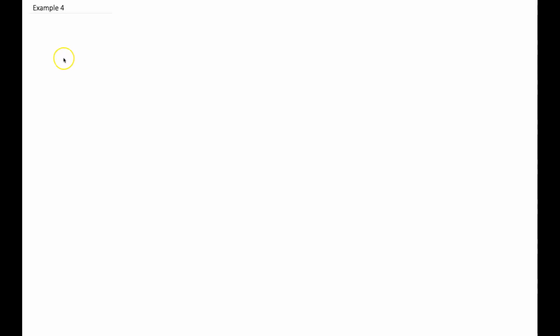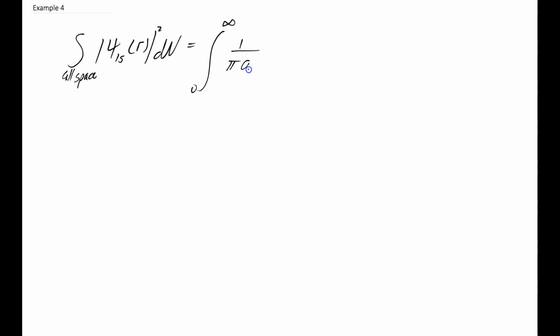Since the wave function depends only on r, we can choose our volume elements to be shells of radius r, thickness dr, and volume dv, which means that the integral over all space of psi squared dv can be written as the integral from 0 to infinity of 1 over pi a cubed e to the minus 2r over a times 4 pi r squared dr. So this is what dv would be. This is the psi squared.